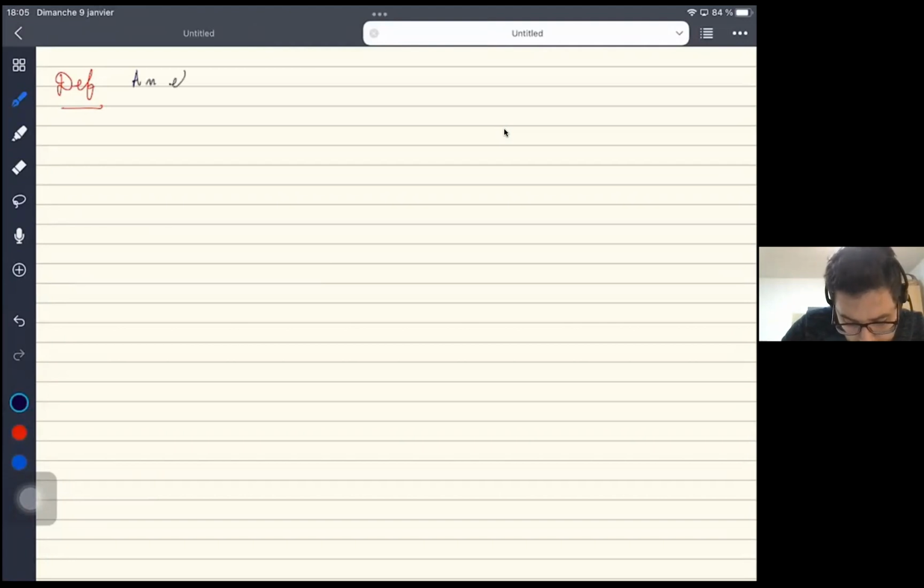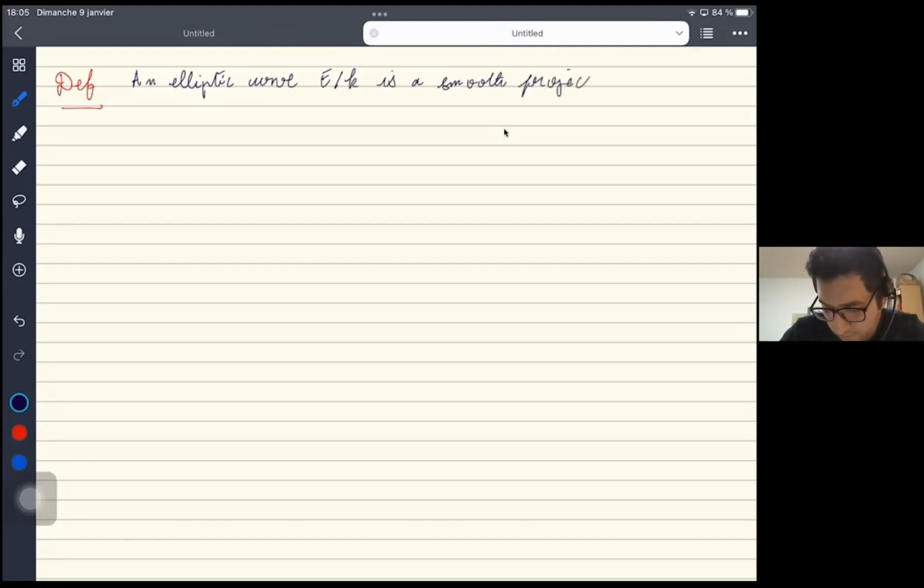An elliptic curve E over K is a smooth, projective curve of genus 1 with a base point.